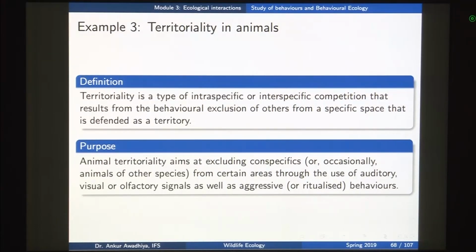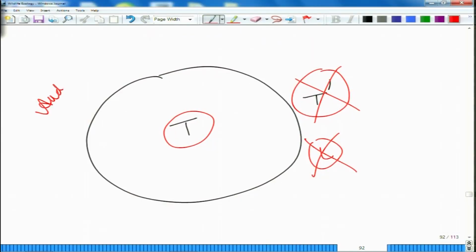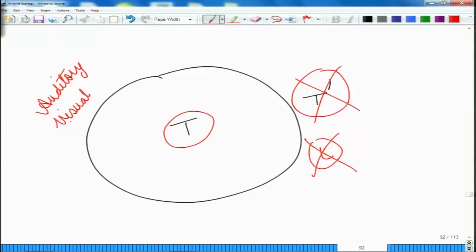So, what would this tiger do to exclude others? It would give out some amount of auditory signals. Essentially it will start growling, for instance, or it will give out some sort of visual signals by, say, scratching on different trees so that it makes a mark. If there is a bark of a tree, this tiger will go and scratch on the bark so that it makes it known to everybody that I am here. So, this is my calling card. Or it might scratch on the ground, or it might give out some olfactory signals.